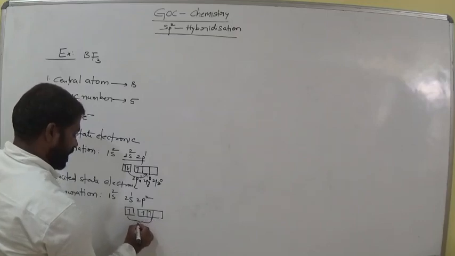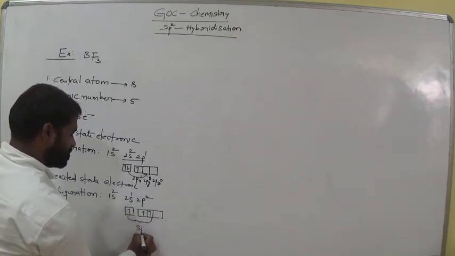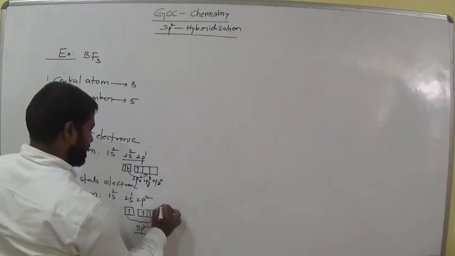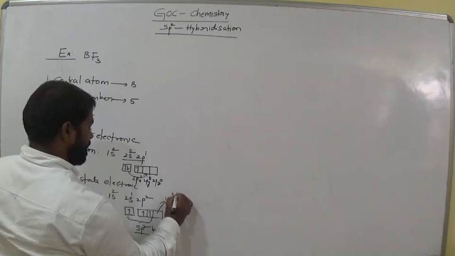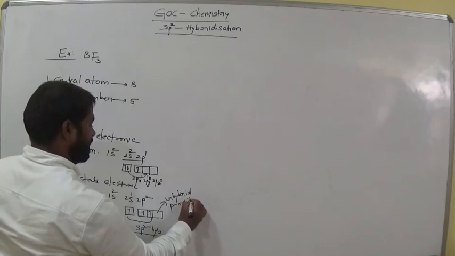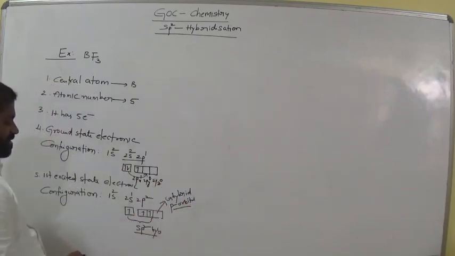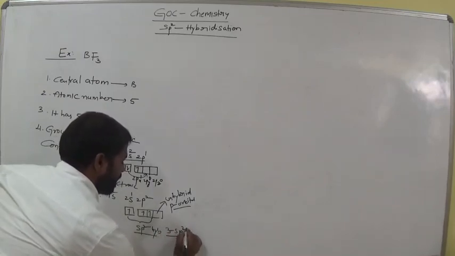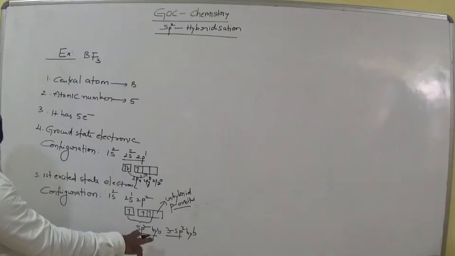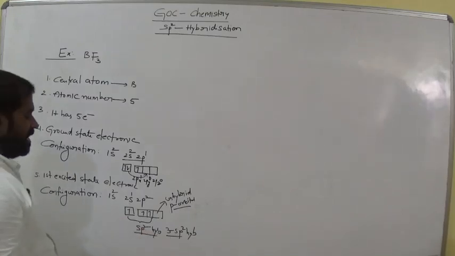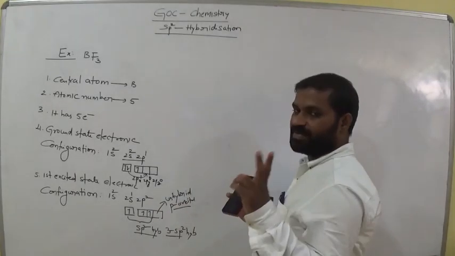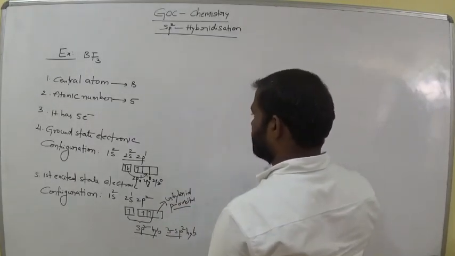The 2s orbital and two 2p orbitals undergo sp2 hybridization. This is the unhybridized p orbital, and it is empty. So how many hybrid orbitals are generated? 3 sp2 hybrid orbitals, by the intermixing of 1 s orbital and 2 p orbitals. So that is the representation.